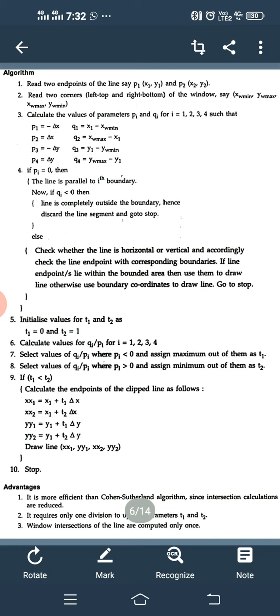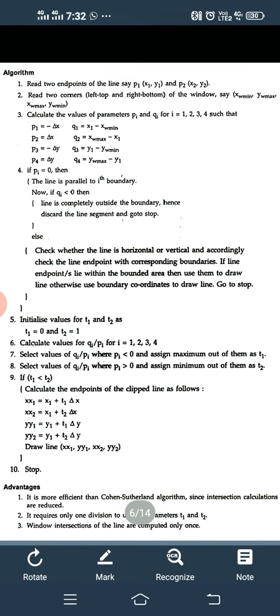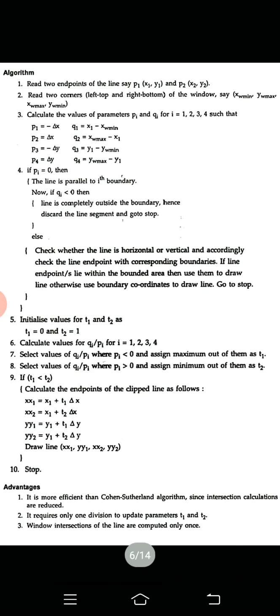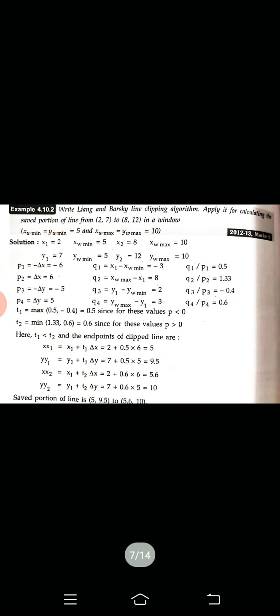In the ninth step, it is saying that if t1 is less than t2, then we have to calculate the new endpoints of the clipped line. The else condition is simply stop or discard the line if t1 is greater than or equal to t2. That is the complete set of steps of the Liang-Barsky line clipping algorithm. Let's move to the question.